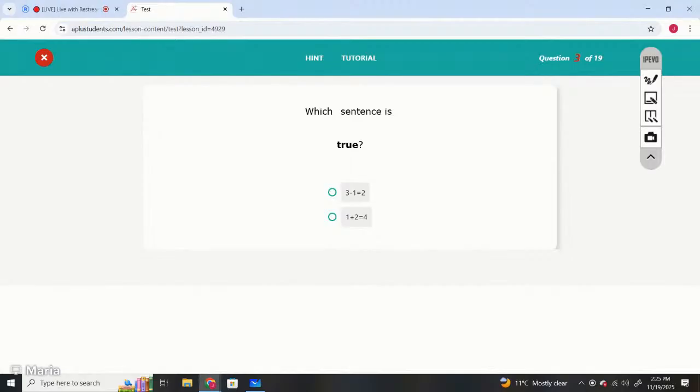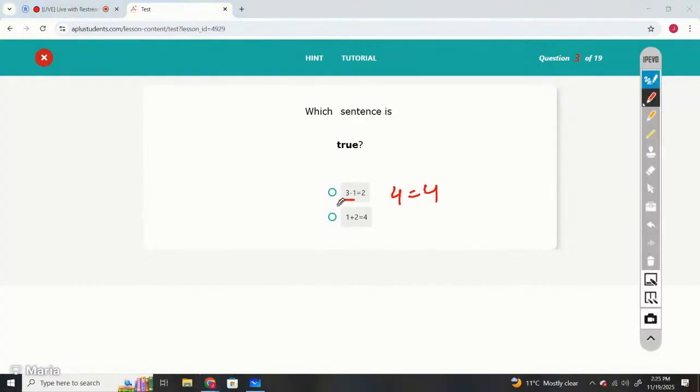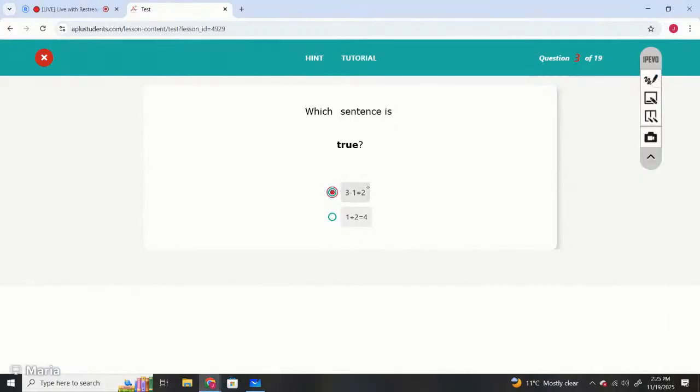Which sentence is true? 3 minus 1 equals 2 and 1 plus 2 equals 4. So which is the correct option? 3 take away 1. So just subtract. 3 take away 1 is 2 and 2 is equal to 2. Very good. So option number 1 is the correct option, that is 3 minus 1 equals 2.